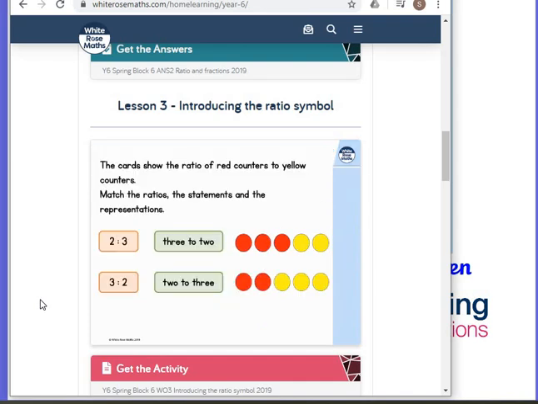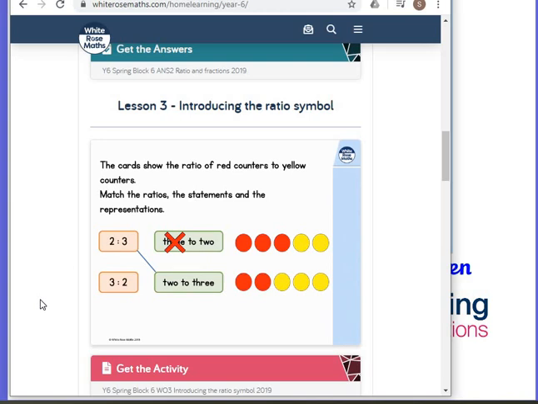The cards show the ratio of red counters to yellow counters. I need to match the ratios, the statements, and the representations. Let's have a look at our first one. 2 to 3. Well, even by saying it, I can see it doesn't match with the first one. This first statement represents 3 to 2. The next statement represents 2 to 3. That is correct.